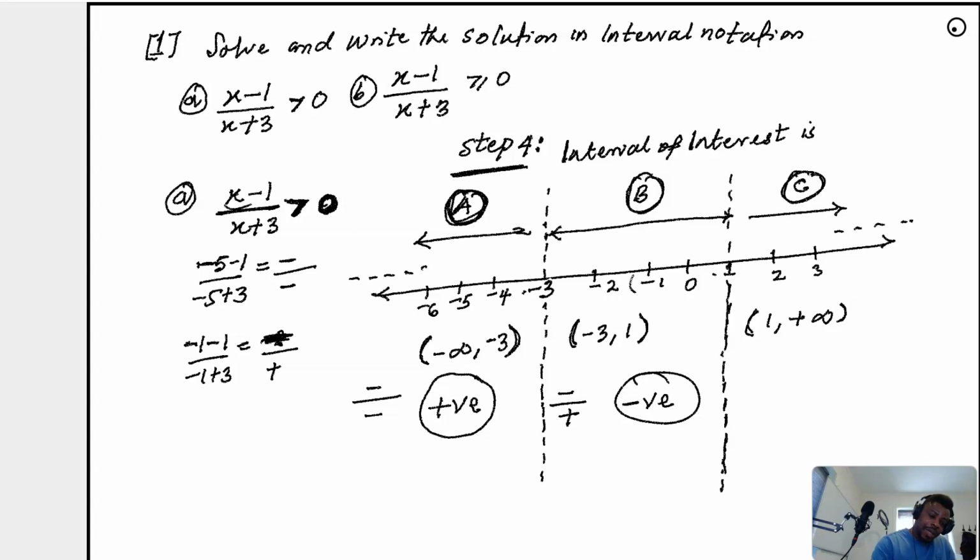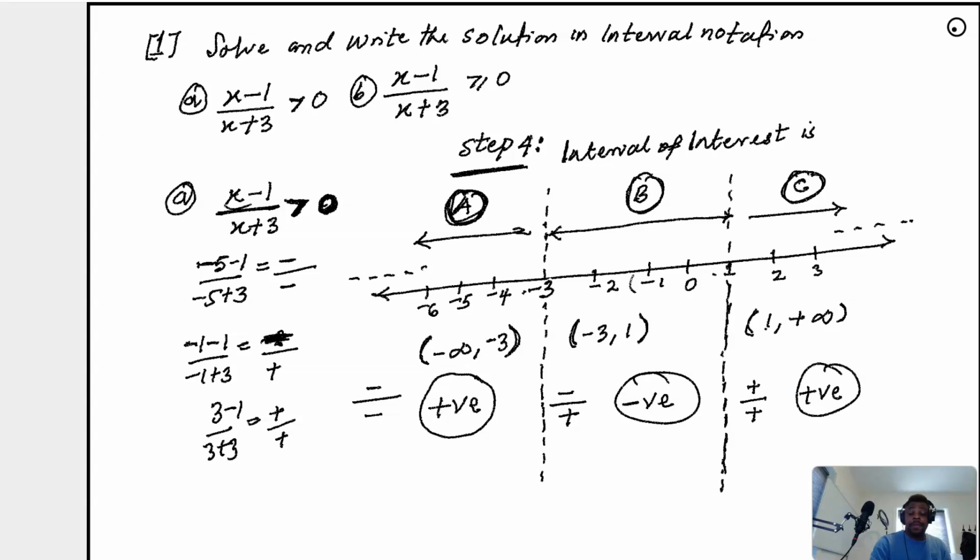Let's go to C. Pick a number between 1 and infinity. Let's say I'm picking 3. X is 3. So 3 minus 1 and 3 plus 3. So 3 minus 1, that is 2, which is positive. 3 plus 3, that is 6, which is also positive. So I have plus divided by plus. So this is positive.